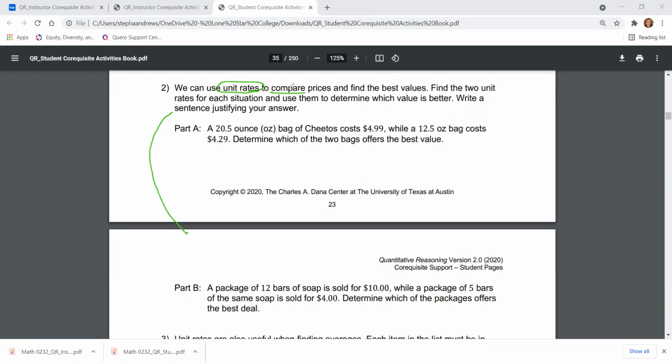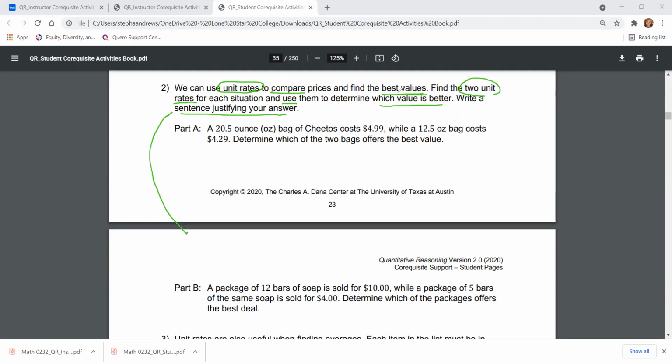And maybe you've noticed before, like the labels in grocery stores, they'll have the price per ounce. And so that's all we're doing right now. A lot of times they've done it for us, and sometimes I double check them just to see if they were right. Compare the prices and find the best values. Find the 2 unit rates for each situation and use them to determine which value is better, and then write another sentence, just a very simple sentence.